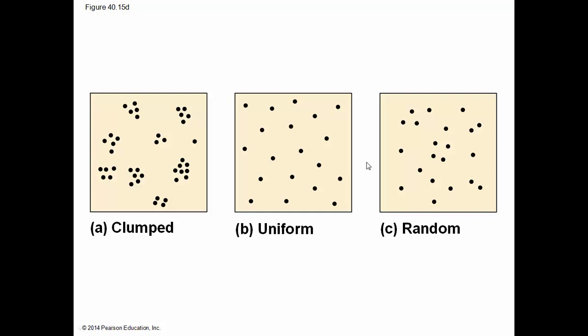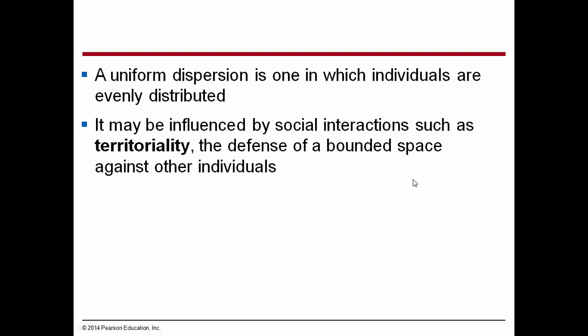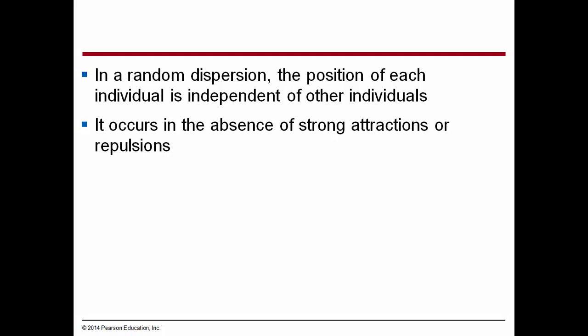Clumped, uniform, and random. There are 3 forms of patterns of distribution. Uniform dispersion is one in which individuals are evenly distributed. It may be influenced by social interactions such as territoriality, the defense of a bounded space against other individuals. Okay, that's what I was talking about with those penguins. In random dispersion, the position of each individual is independent of other individuals. It occurs in the absence of strong attractions or repulsions.